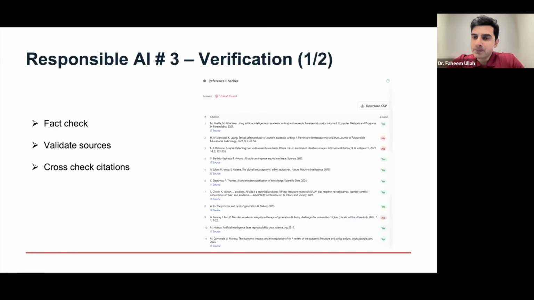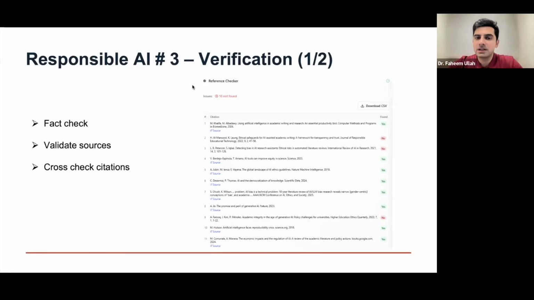The third principle for the responsible use of AI is verification. When you get an output from an AI tool, it's always good to verify. Do a double check. Does it make sense? Does it not make sense? So, for example, there is the reference checker, right? Multiple tools offer it these days. When you upload the references to them, they tell you whether, for example, there are any fake references or not.